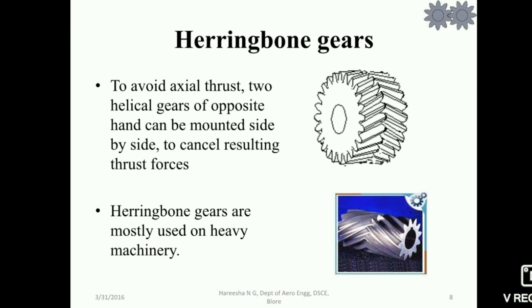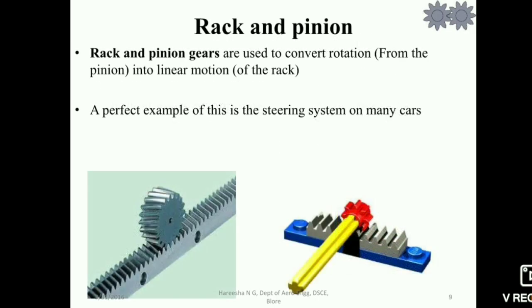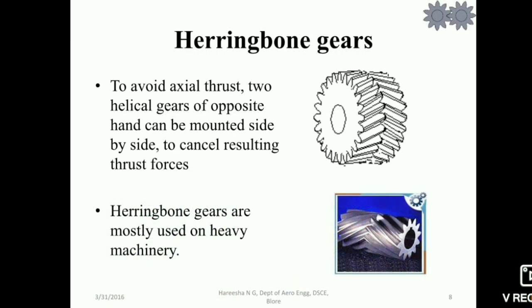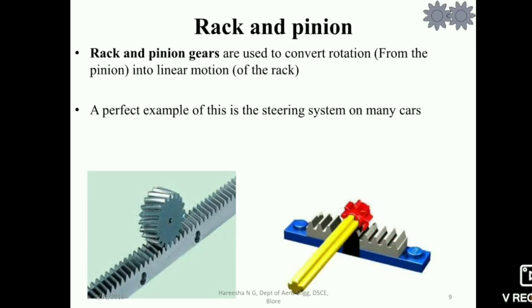Now it is herringbone gears. In herringbone gears, you can see two types of helical gears mounted side by side, so you can reduce or cancel much of the thrust forces. So you can expect very good meshing here, and slipping will be very less in this type of gear. Due to that, this type of gear is mainly used in heavy machinery for transmitting a very big load.